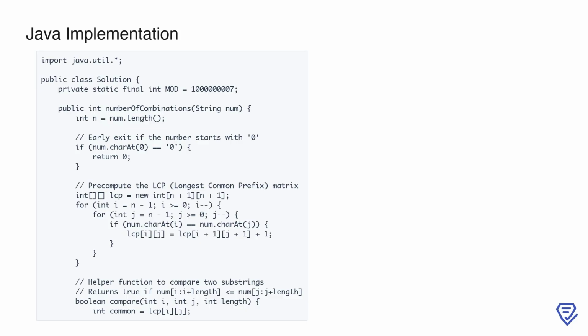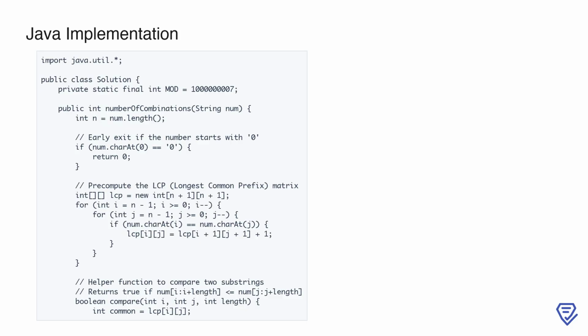Here, we start by defining our solution class and setting up a constant for the modulo value, which is used later to prevent overflow during calculations. The main method, number of combinations, takes a string number as input, which represents the number we are analyzing. First, we check if the string starts with a 0, as numbers starting with 0 are invalid for this problem. If it does, we immediately return 0.